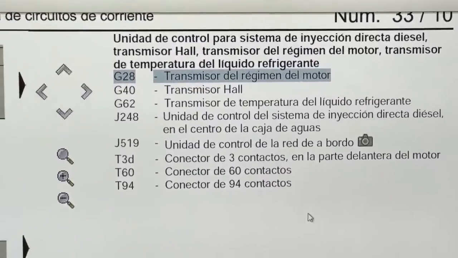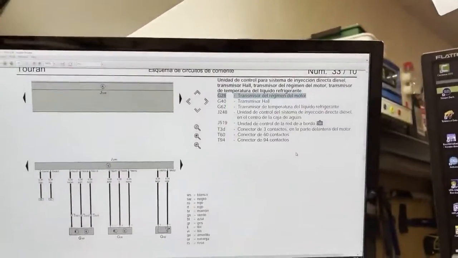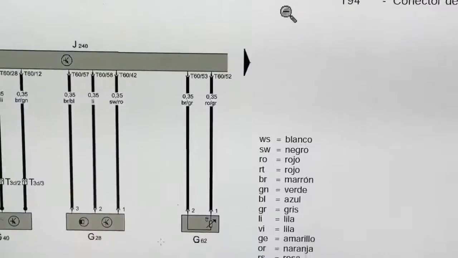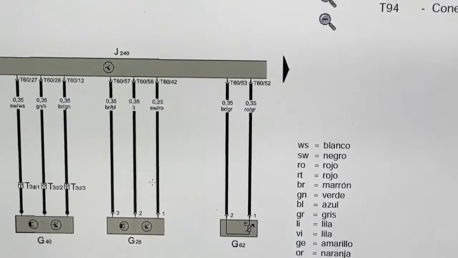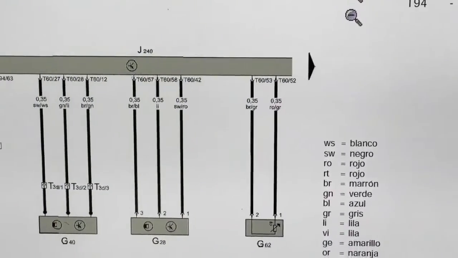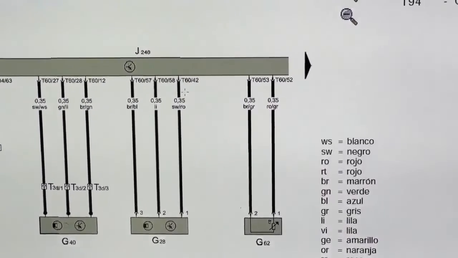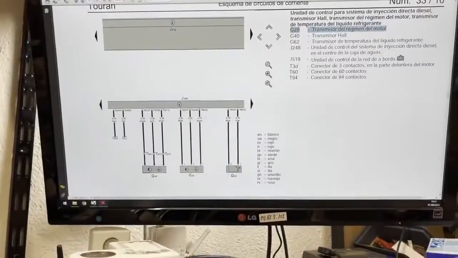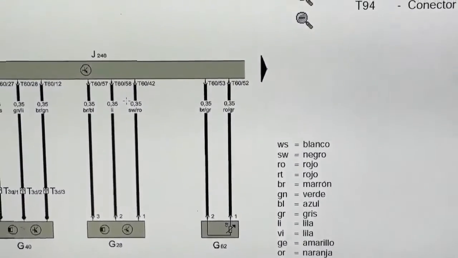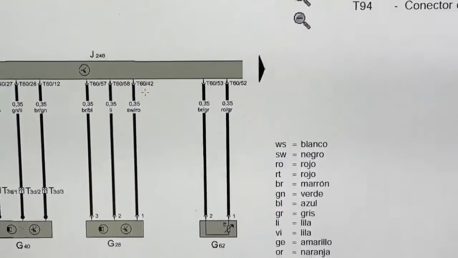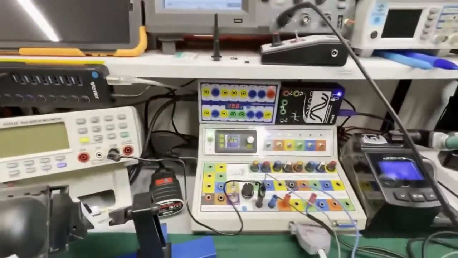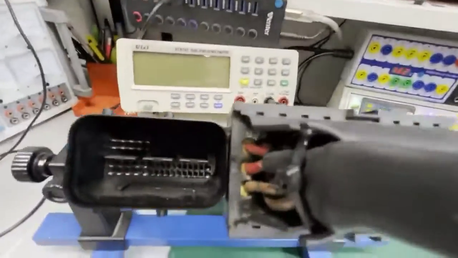That is, here I have the engine speed sensor, the G28, and the G28S, and it has 3 cables, and which one is the one for the signal? Because there are 3: power supply, ground and signal, but which of the 3 is which? Let's see. We are going to see pin 42, for example. There is number 42.